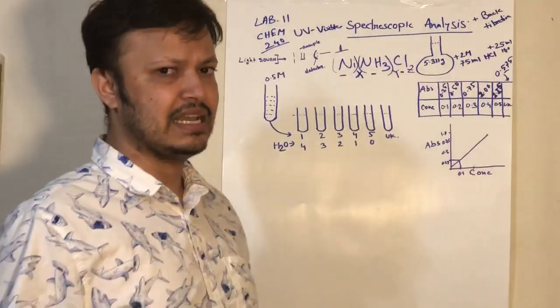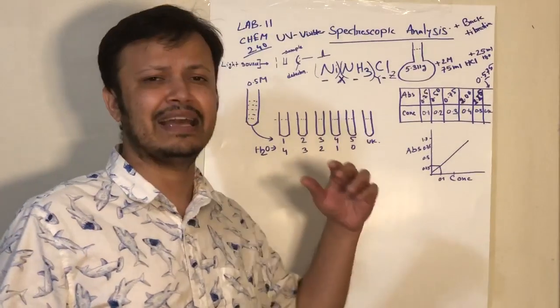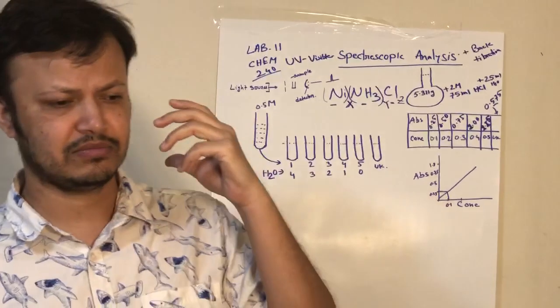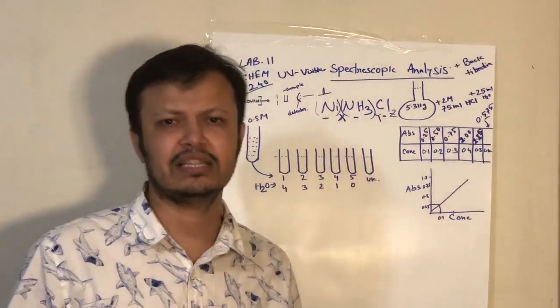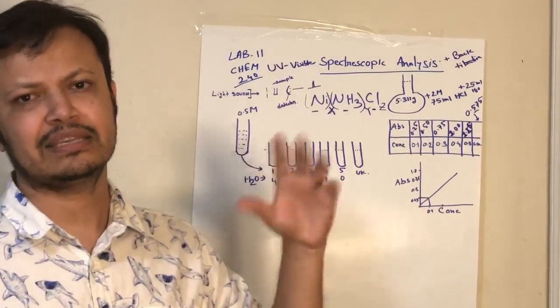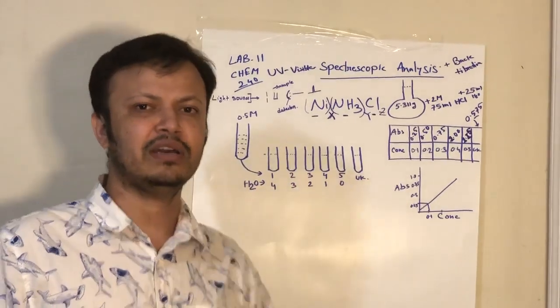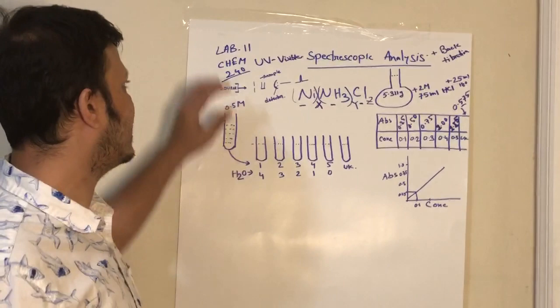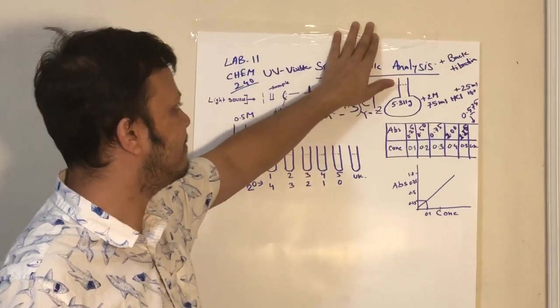So you know what the back titration is. In the back titration, we normally add an excess amount of a known concentration, then that excess amount we can find out with the help of another known concentration of a substance. So UV visible spectroscopy and back titration.